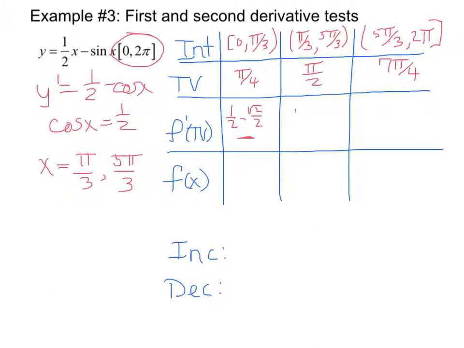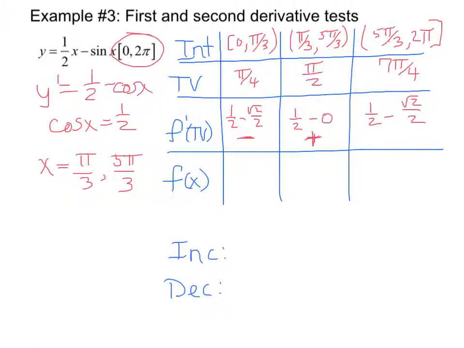I'm going to do 1/2 minus cosine of pi over 2. And again, cosine of pi over 2 is simply 0, so 1/2 minus 0 is 1/2. My concern is this is positive. And then for 7 pi over 4, 1/2, again, cosine 7 pi over 4 and cosine pi over 4 are the exact same thing.